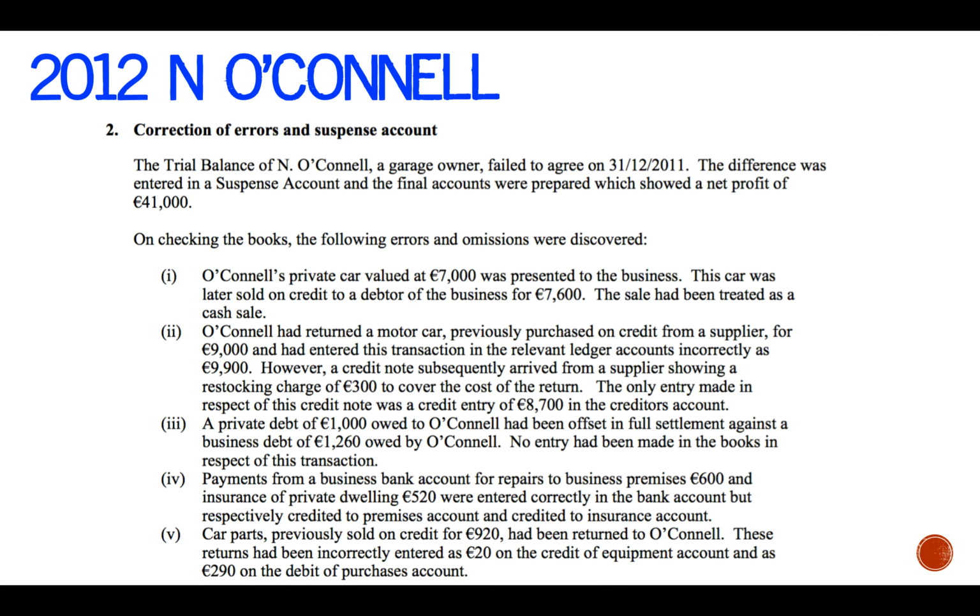Notes. Alright, so 2012 N. O'Connell question. So the trial balance of N. O'Connell, a garage owner, failed to agree on the 31st of 12, 2011. The difference was entered in a suspense account and the final accounts were prepared, which showed a net profit of €41,000. On checking the books, the following errors and omissions were discovered.